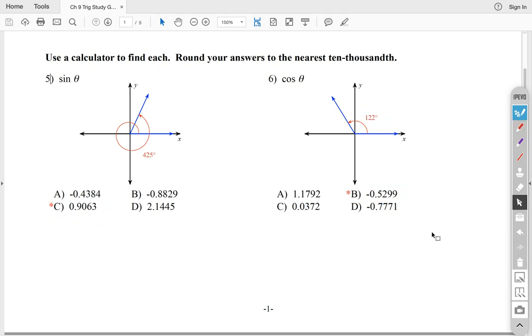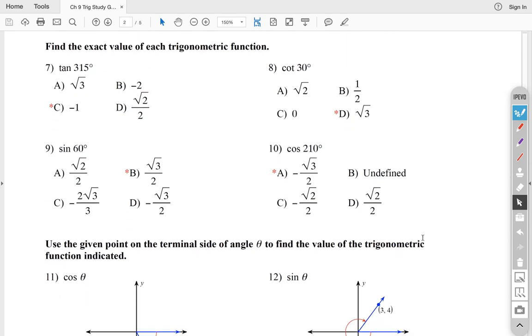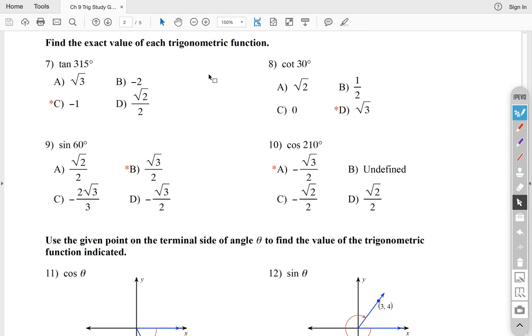All right, so let's move on to the next page. We have number 7, tangent of 315, and this time they want the exact values. They don't want the calculator this time. If you do want to check your answer in the calculator, you can. Notice number 1 is the only one that won't be a decimal, but 8, 9, and 10 will be a decimal, so you're going to want to use your table or your unit circle that you figured out.